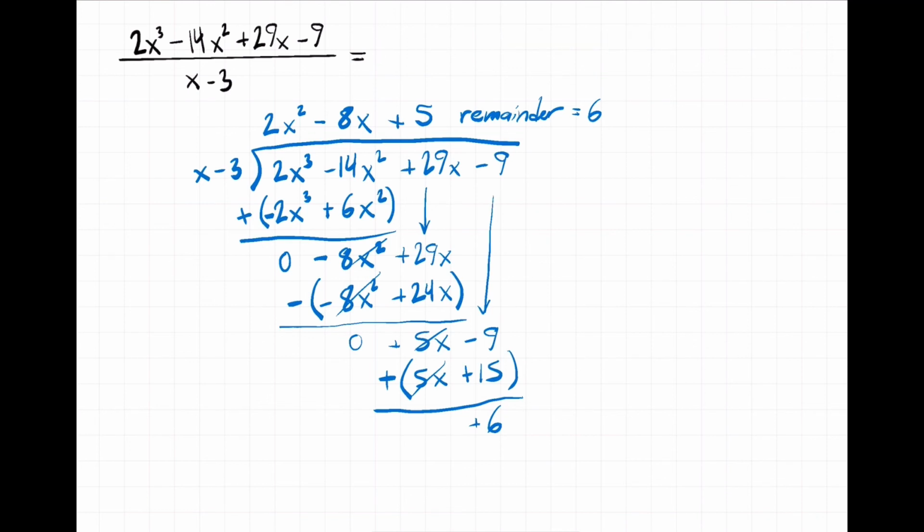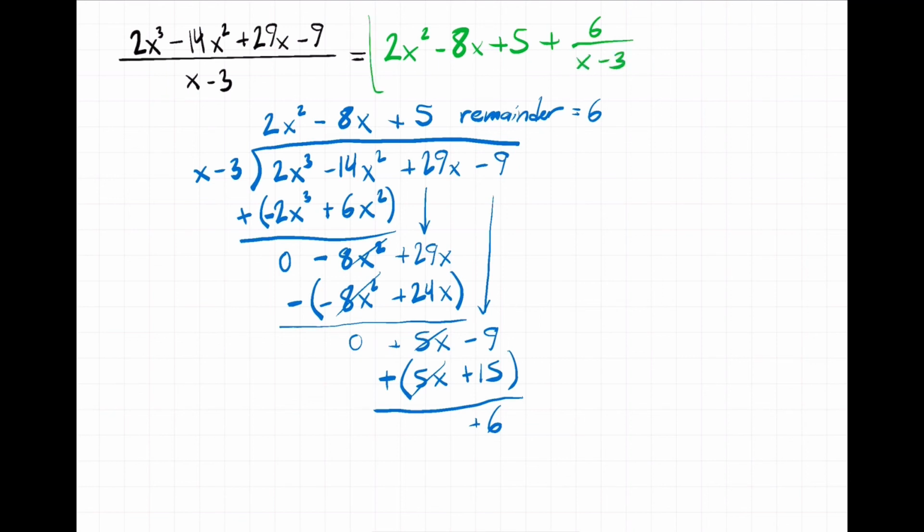So let's now rewrite our rational function as a polynomial plus a proper rational function. The polynomial is what we just got on the top here. That is 2x squared minus 8x plus 5. And our remainder was 6, so our proper rational function that remains is plus 6 over the denominator that we already had, which is x minus 3.